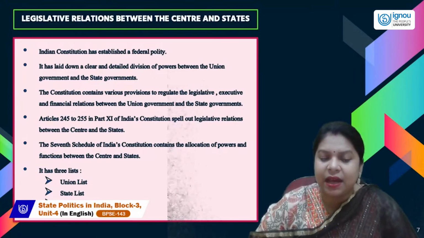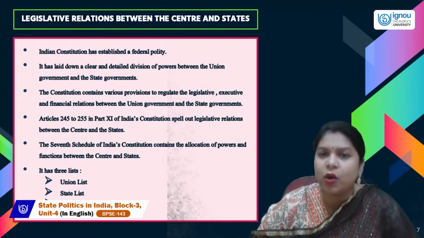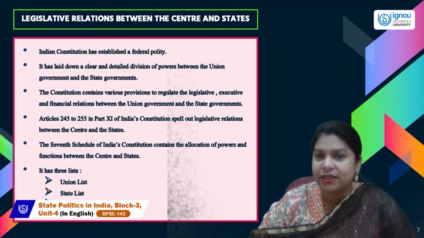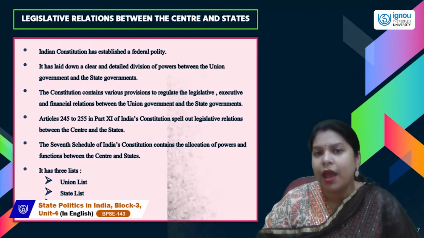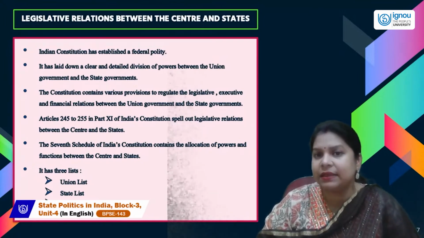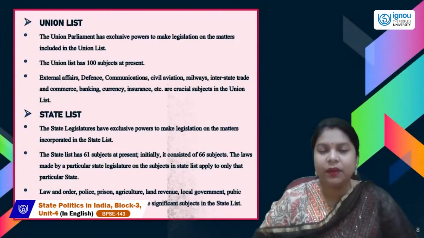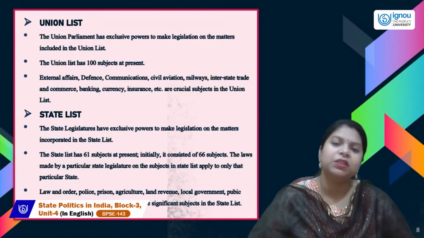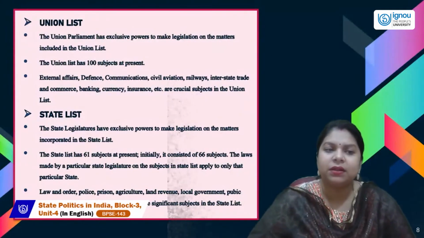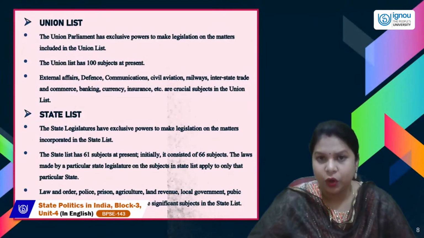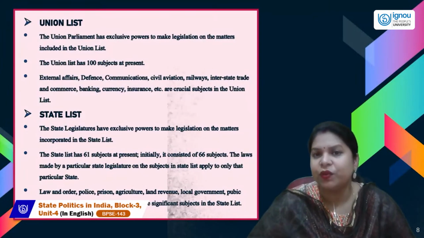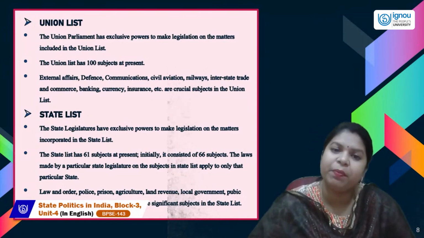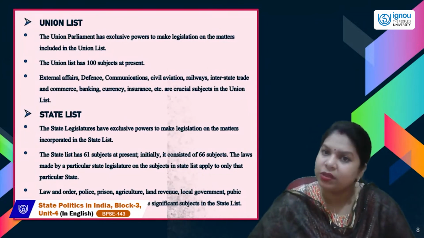So the three lists are the union list, the state list, and the concurrent list. In further slides, we will be learning about these three lists, how they are different from each other, and what subjects these lists contain. Starting from the union list, the Union Parliament has exclusive powers to make legislation on the matters included in the union list. So the union government has the exclusive power to make legislation on those subjects.